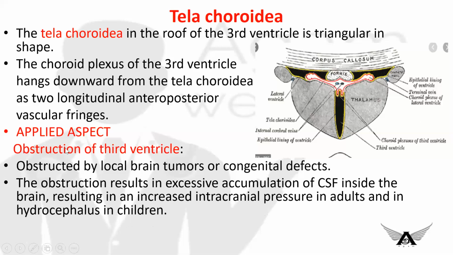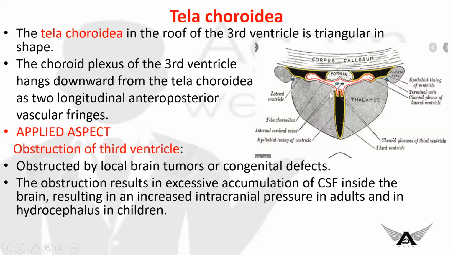So the applied aspect: obstruction of the third ventricle. It is obstructed by local brain tumors or congenital defects. See, tumors are all second year subjects. So a tumor in the brain can obstruct the third ventricle. This obstruction results in excessive accumulation of CSF inside the brain, resulting in increased intracranial pressure in adults and hydrocephalus in children.